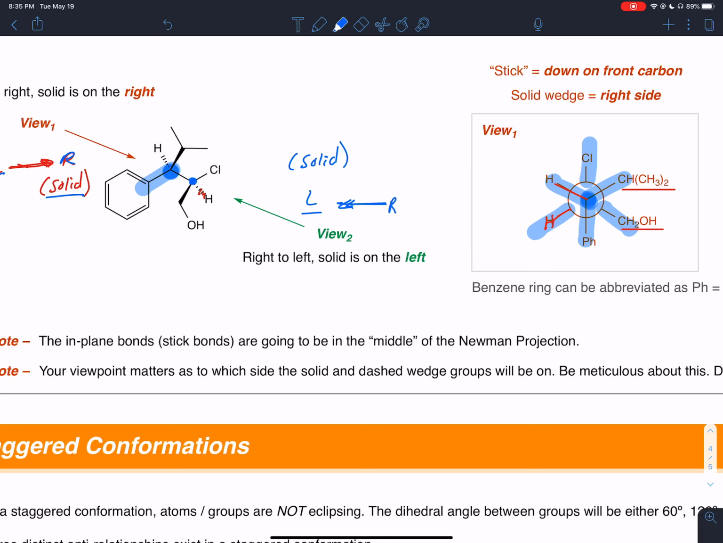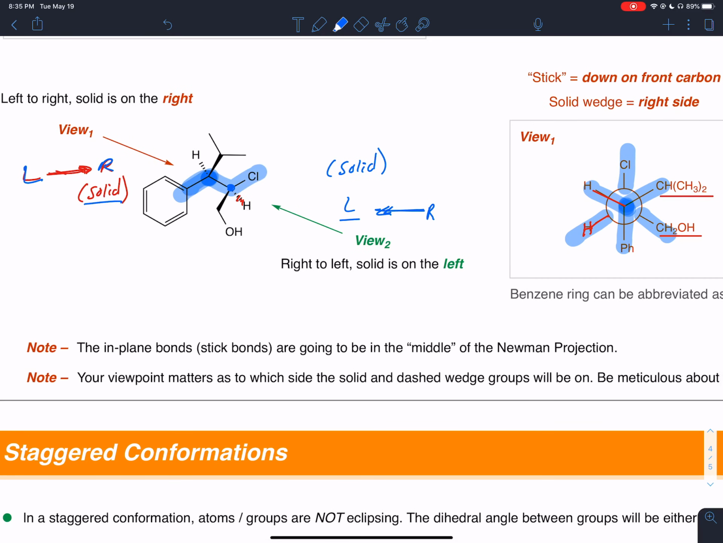All right? And again, those in the plane of the page bonds will be in the middle of your Newman projection. And in the directionality that we're looking, that is where the solid wedge will be. If we're looking from right to left, the solid is on the left. If we're looking from left to right, the solid wedge is on the right side of your Newman projection.